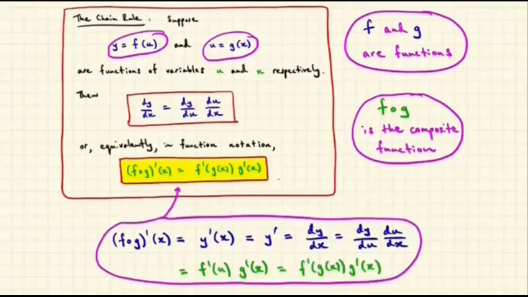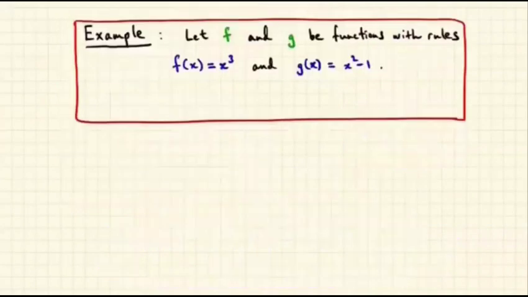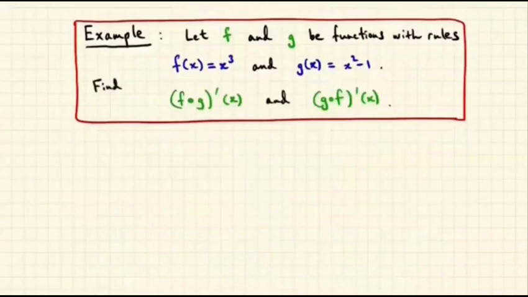Let's practice this version of the chain rule on an example. Let's take these two functions, f x and g x. And we want to find the derivatives of the composite f and g, and then g and f. Of course, we can see the derivative of f x is 3x squared, and the derivative of g x is 2x.